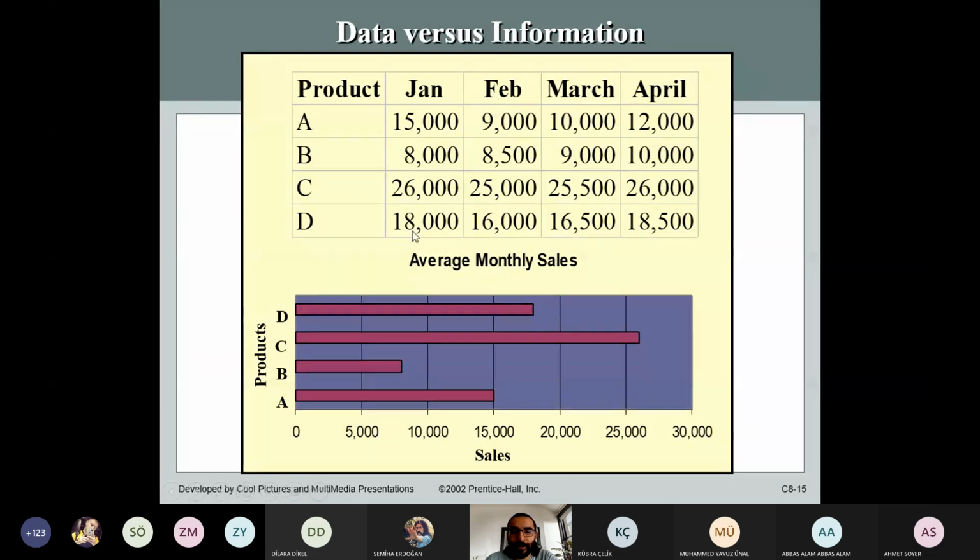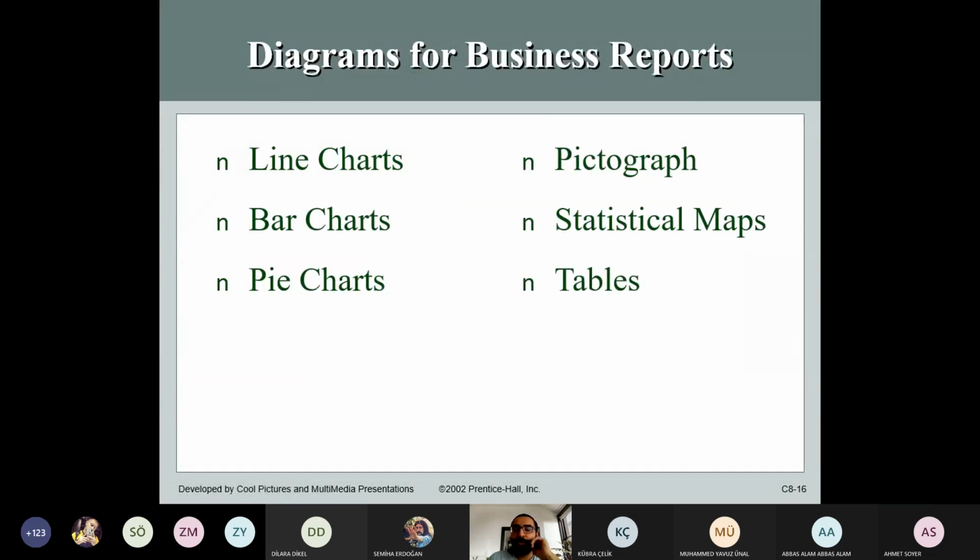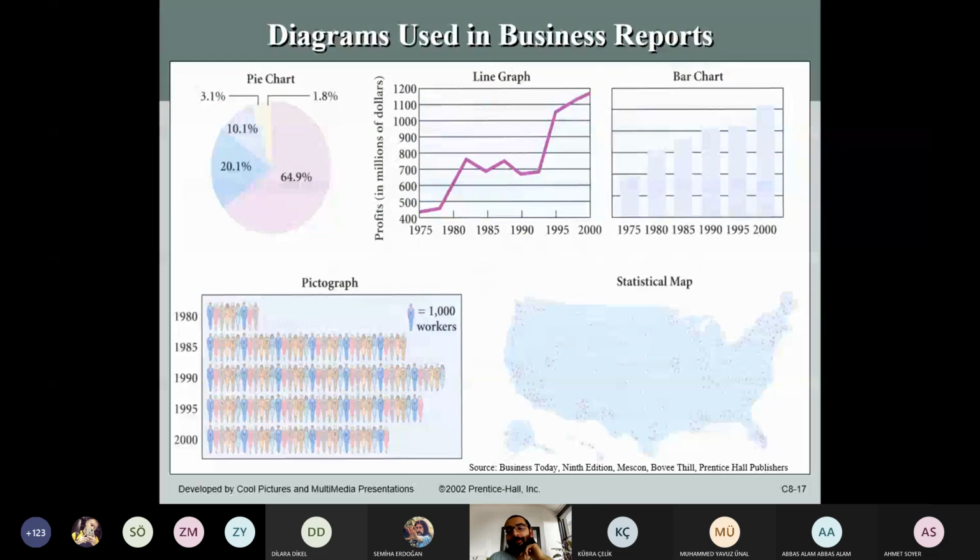So your average monthly sales, you take the average of them, you make a graphical representation of it. So you can see which product is having more sales, and you can make a decision. My product B is weak, I need to invest in this, or my product C is a star, is very good, and I can sell it more. These kinds of things actually give you more information. What kind of diagrams can you use in business reports? It's very important. Let's look at them.